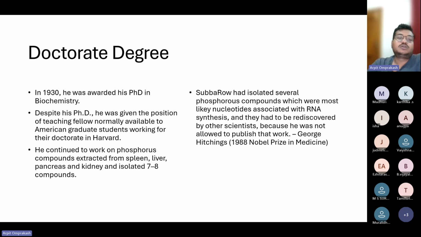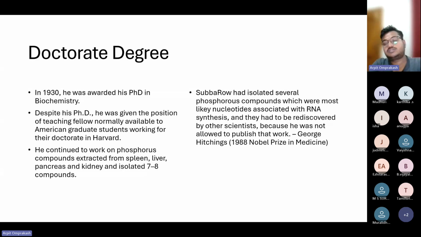Right. In 1930, he was awarded his PhD in biochemistry, and despite his PhD, he was given the position of a teaching fellow, normally available to graduate students working for their doctorate at Harvard. He continued to work on phosphorus compounds and extracted from spleen, liver, pancreas, and kidney, and isolated around 7 to 8 phosphorus compounds.